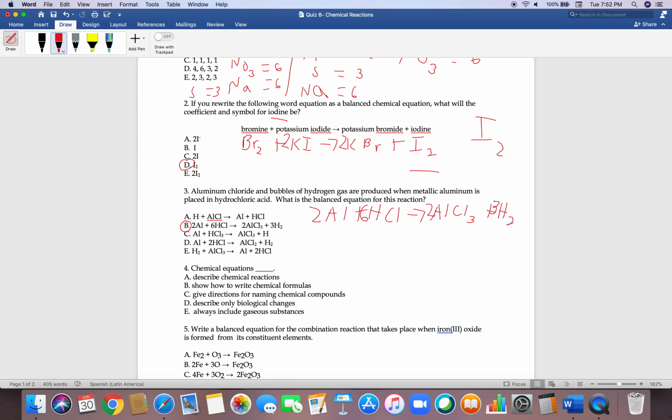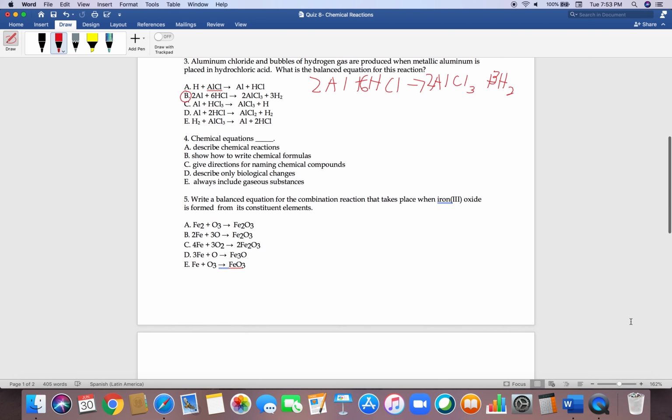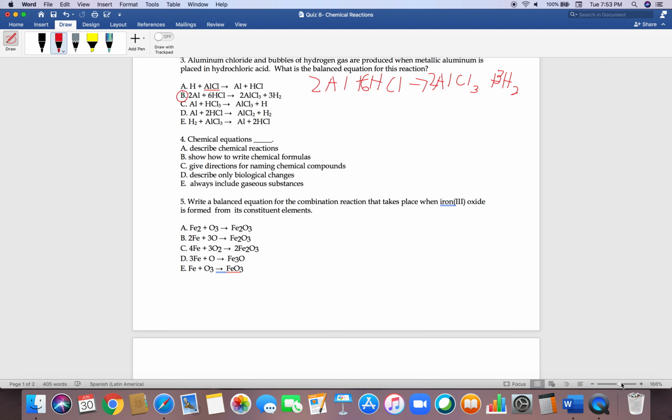So just be careful when you're balancing. Sometimes when students are first doing this, they get really stumped and the numbers just don't come to them, and that's okay. The more you practice, the more the numbers will come to you, and the quicker you'll be able to do this.